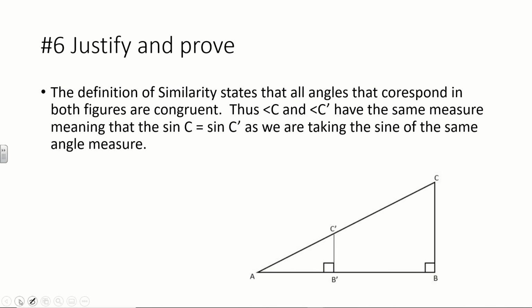So if I'm taking the sine of C and the sine of C prime, and they are the same angle measure, they are going to be equal. And again, that comes from the fact that they are similar triangles as stated in the problem.